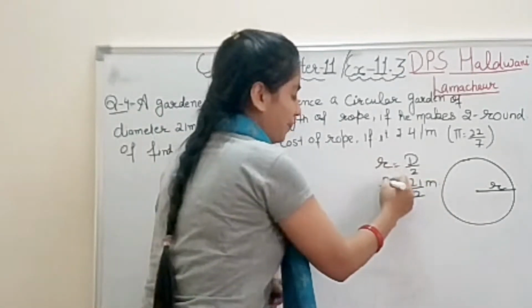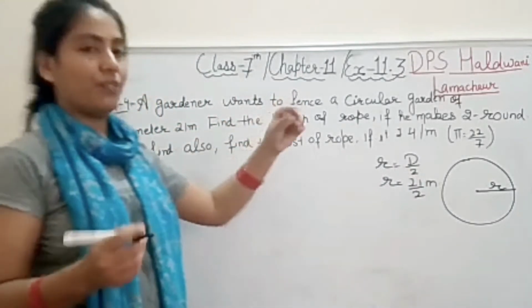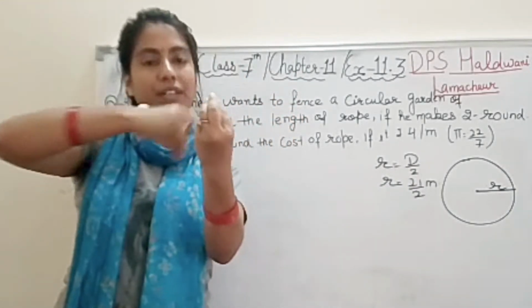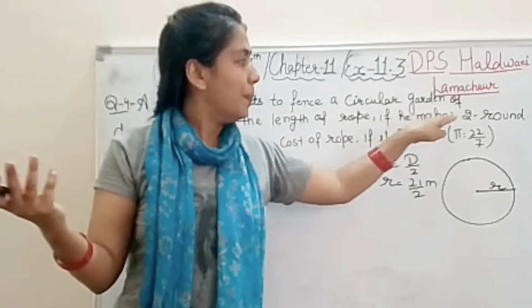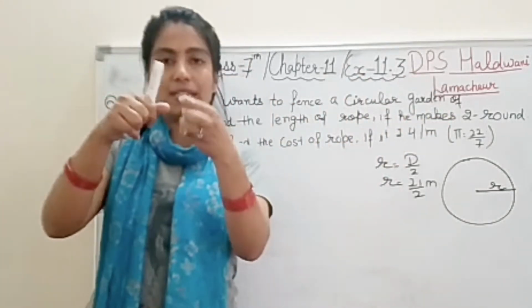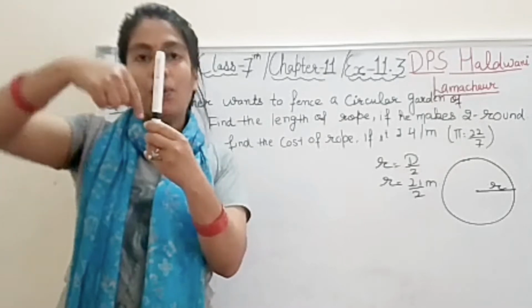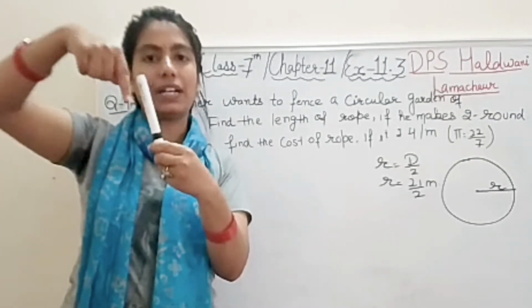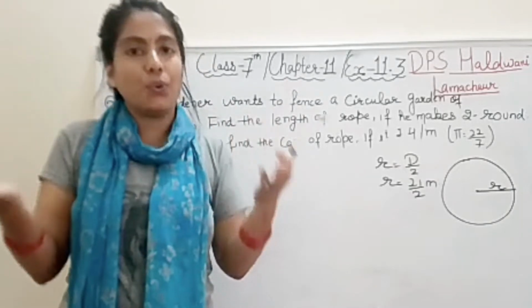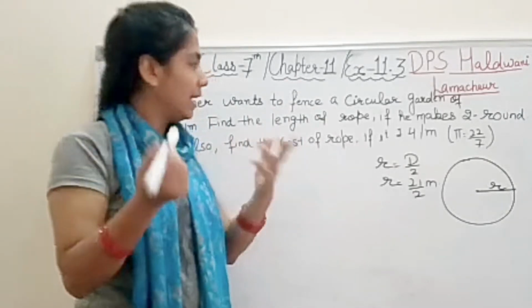Right student? Now next line is find the length of rope. It means whatever the circumference will be, that will be the length of the rope. And he wants to make 2 rounds. It means suppose this circular garden is there, 1 round and then 2 rounds. So whatever the circumference is will be multiplied by 2, the total rope length. Right student?